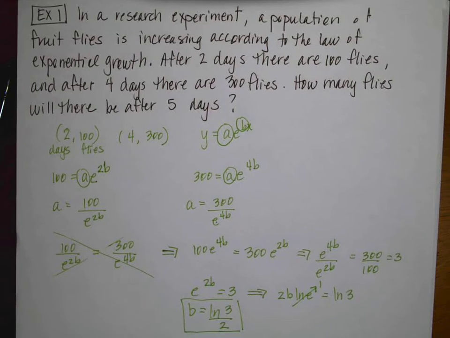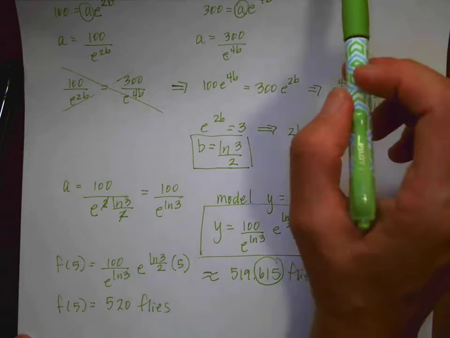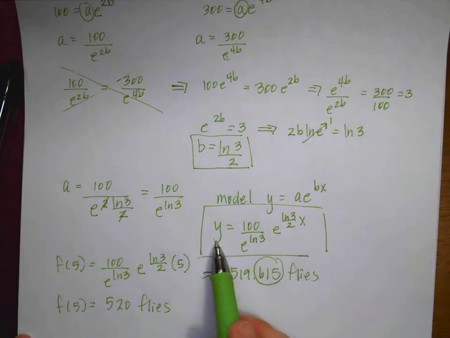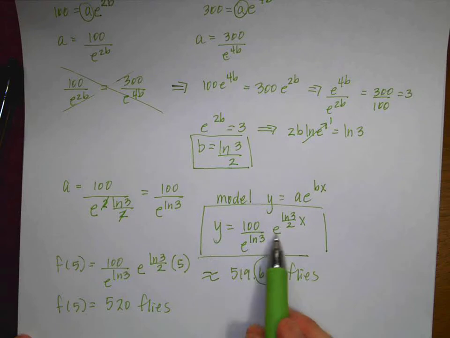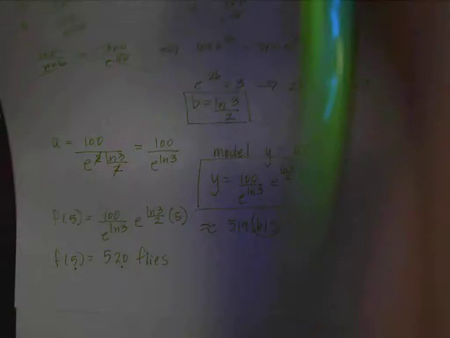I can write my model. It's always important that you write a model that you can see. There it is. And in this particular problem, all it asked me to do was to predict. Now on a test, you always have to record the model that you find. And I would have been okay if you had gotten some decimal equivalents, but remember your answer will be more accurate if you don't. This shows that I evaluated the model at 5, and then I found my particular answer.